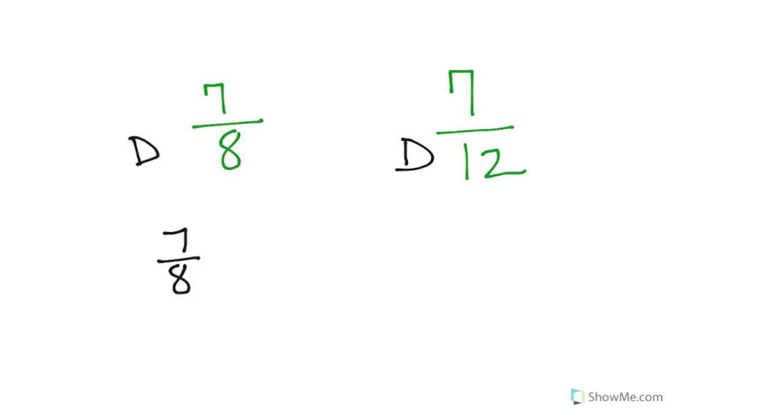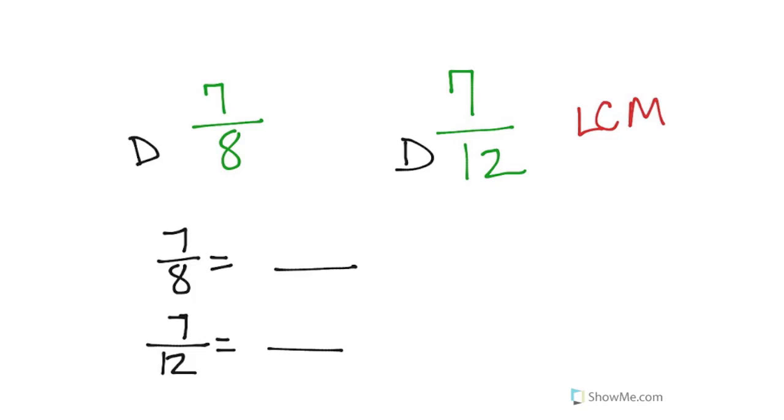I'm going to write my fractions here. 7/8 and 7/12. Okay, so I need to make sure they have a common denominator. Well, I can find the least common multiple. Let's do the multiples of 8. I have 8 times 1 is 8. 8 times 2 is 16. 8 times 3 is 24. I can keep going, but let's just try 12.